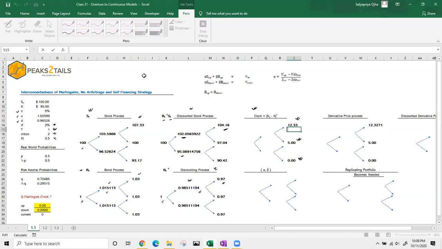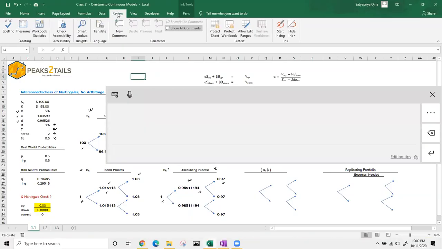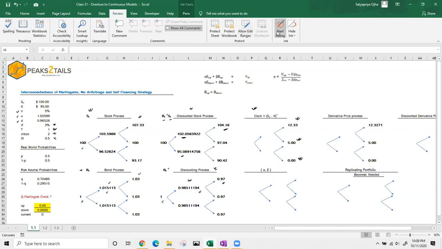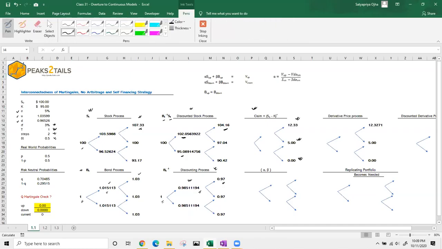At expiry, if the stock price is 107.33, then the option payoff would be 12.33. So at expiry, what is the price of the option? 12.33. You are standing on the date of expiry, it is giving you 12.33. So the value of that option is 12.33 on expiry. Clear? So at expiry, payoff is equal to price.